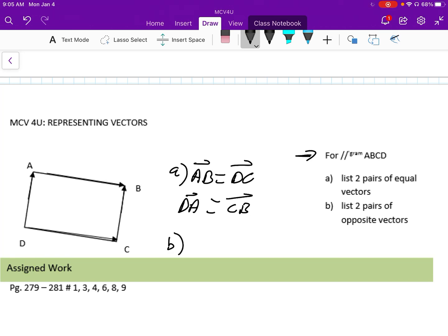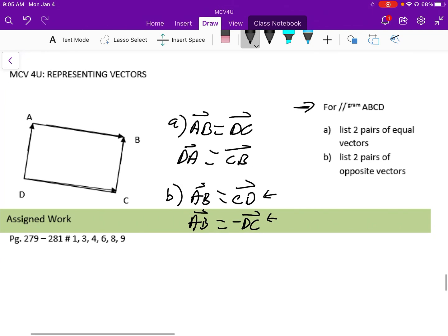Now, opposite, if we start with vector AB, the opposite direction from AB would be CD. Those are equal to each other. We could go that way. Or you could say AB is equal to negative DC. That's how you can show that those are opposites, using that negative part of it. These two here we can see would basically be the same vector.